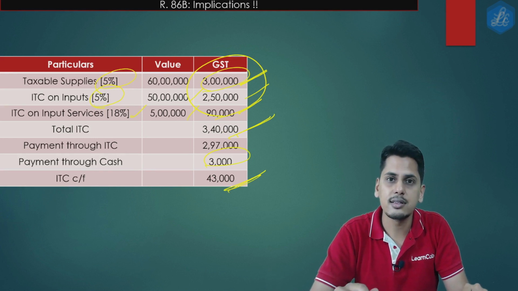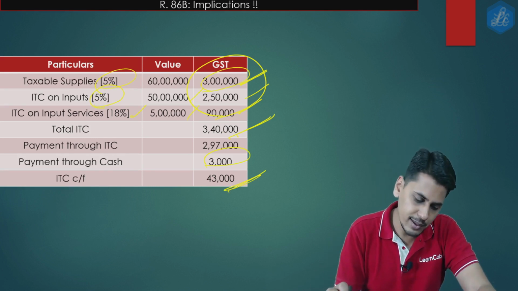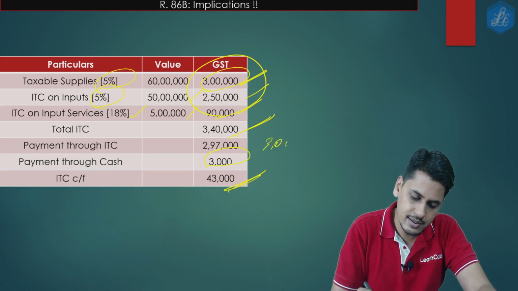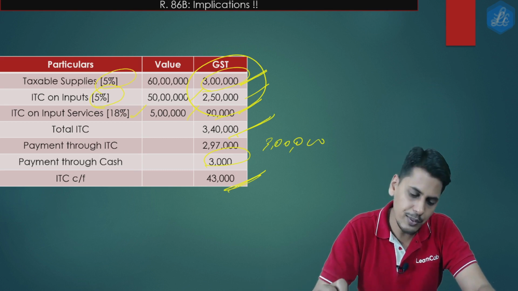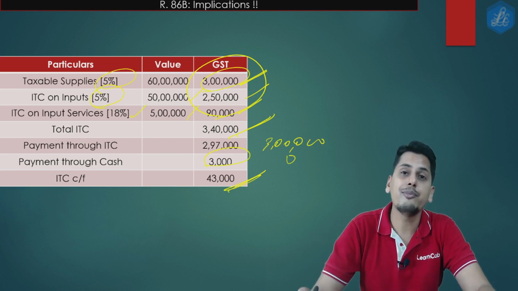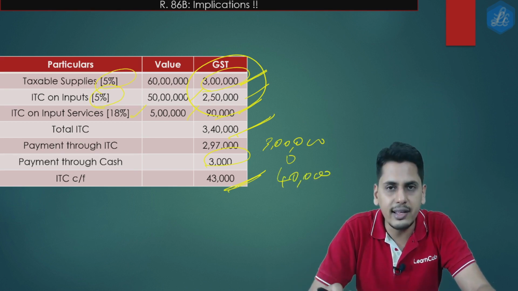The answer is yes. Because if 86B was not applicable, what would have been the story? The total liability of 3 lakhs, he would have paid through his input tax credit itself. Payable through cash would have been 0. Input tax credit carry forward would have been only 40,000.